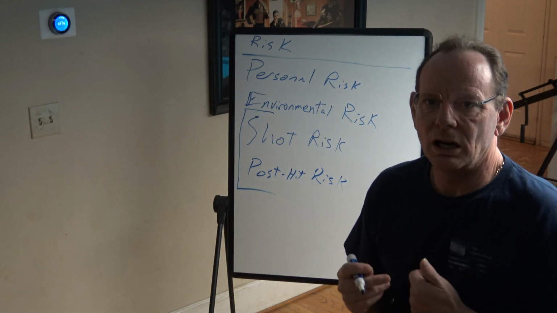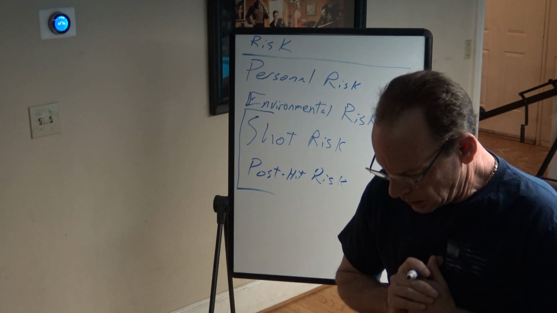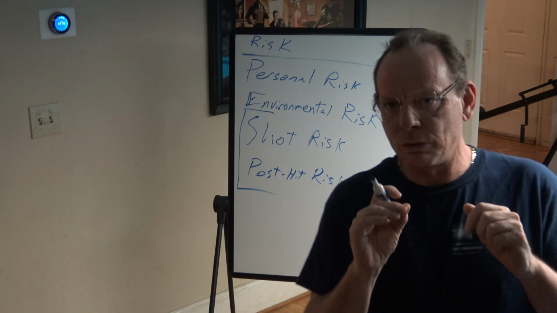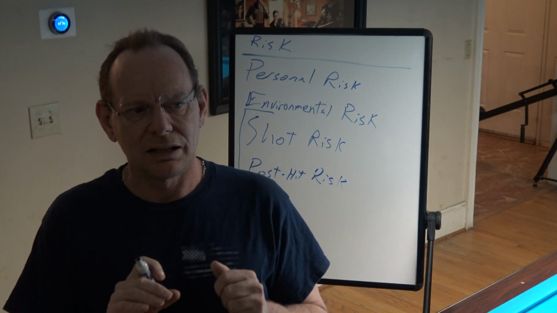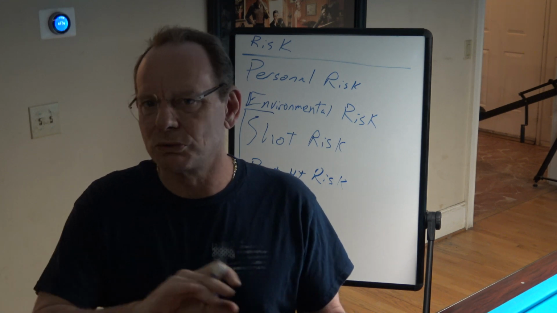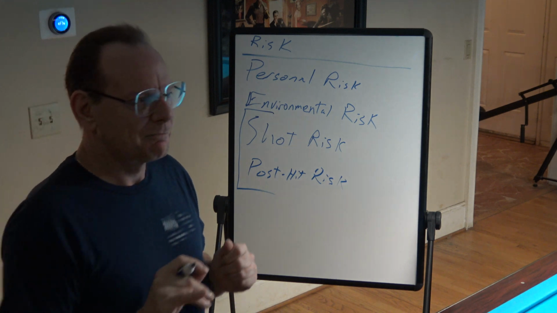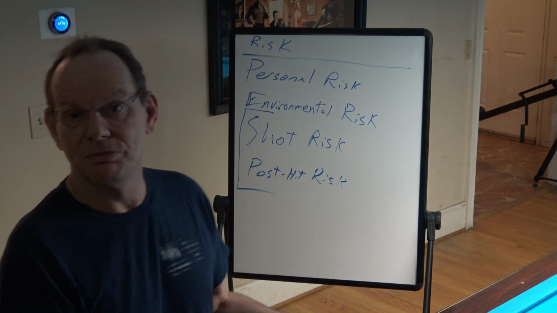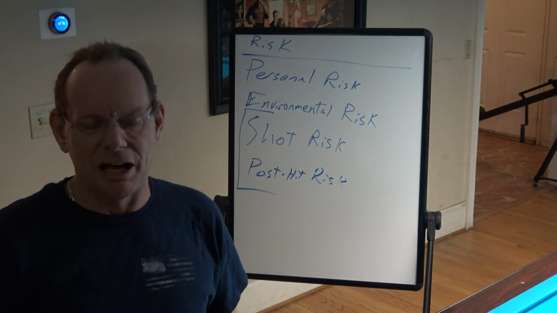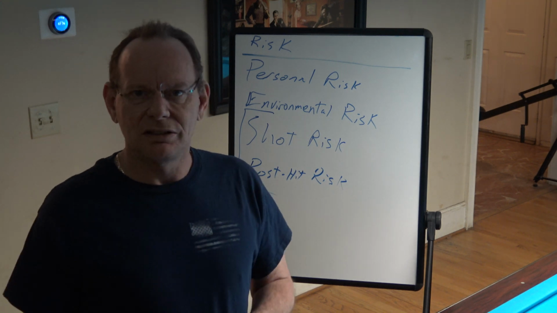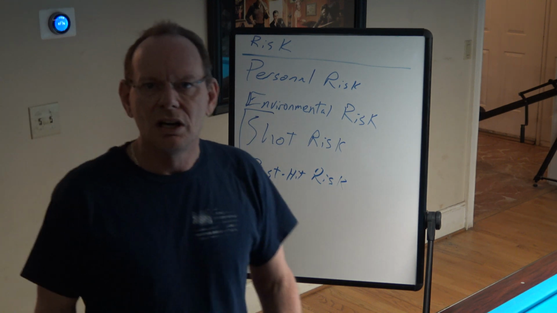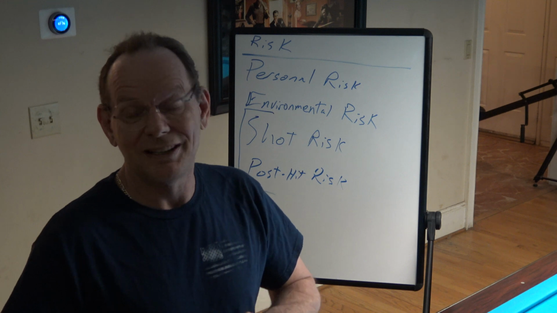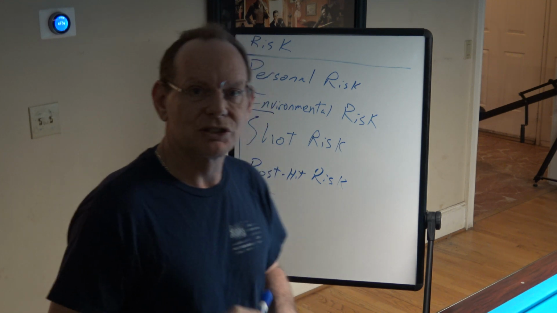So, I want to talk today about personal risk, what it is, some ways to mitigate it, and then we'll move on. So personal risk and environmental risk, there are some things you can do about it. There are some things you can't do anything about. Shot risk and post-hit risk, or you could call that leave risk if you wanted to, those 2 we will focus on extensively, but for today let's talk about personal risk.